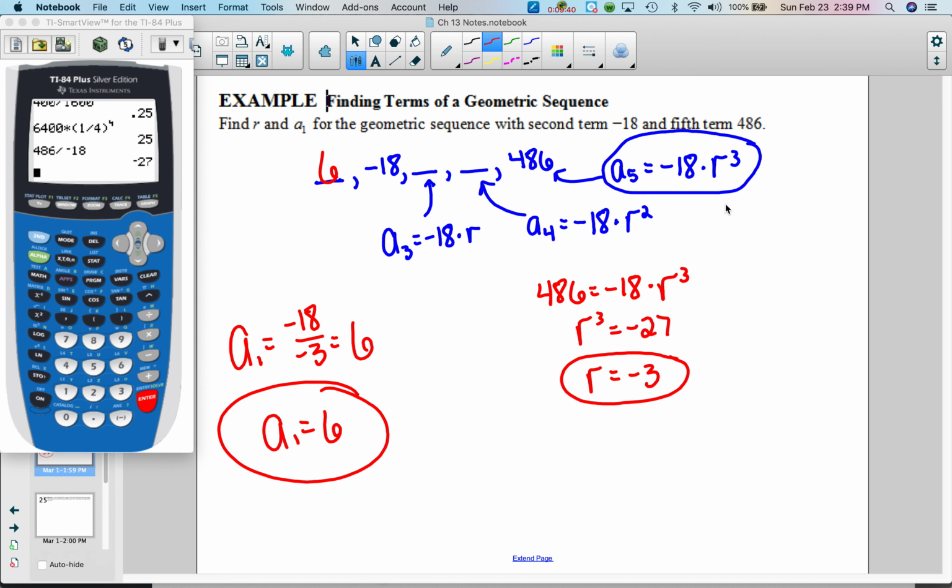So that is actually it for our examples on geometric sequences. You have an assignment to work on, and then next up we will talk about geometric series and something called infinite geometric series.